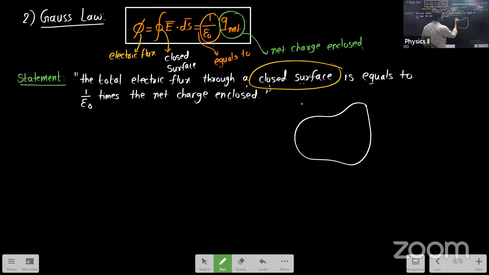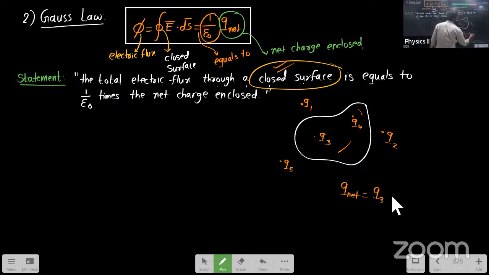Let me consider one closed surface. Here there are some charges. Here there is charge Q1, here I am writing charge Q2, Q3, Q4, and Q5. So which charges should I consider? Should I consider Q1, Q5, Q2, or Q3, Q4, or all the charges? No, we are supposed to consider only charges which are placed inside the closed surface. So our Q net will become Q3 plus Q4.